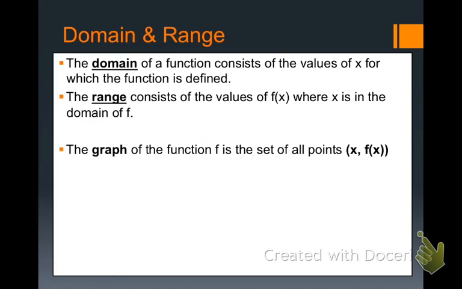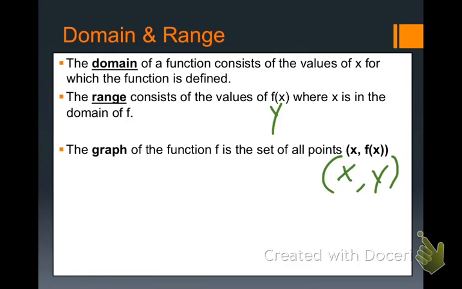Okay, domain and range. We've talked about this a little bit before, but just to remind you, the domain of a function consists of the values of x for which the function is defined. And the range consists of the values of f of x, where x is in the domain of f. So again, don't let that confuse you. We talked about range being the y values, and y is the same thing as f of x. It's just notation. So then the graph of the function f is the set of all points x, comma f of x. So just like it's the set of all points x, comma y, f of x is the same thing as y. So this becomes important with real-world examples especially.